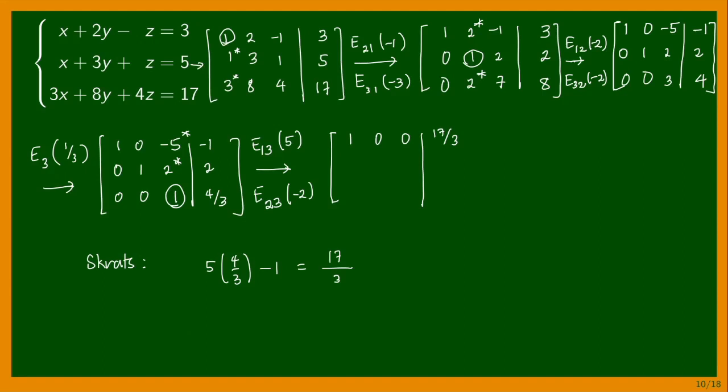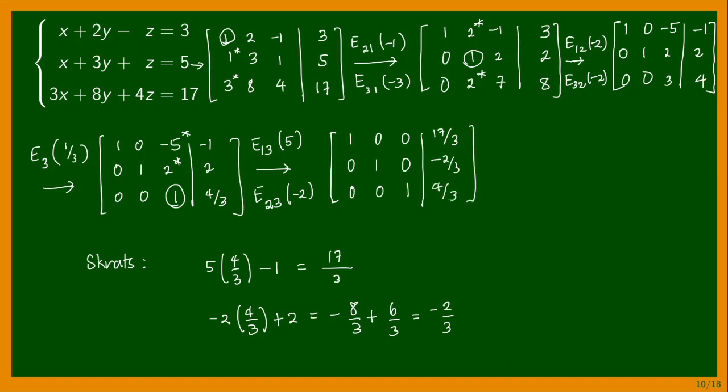Okay. Second row. 0, 1. This will be 0 because that's the goal. To get that, we multiply negative 2 times 4/3 plus 2. So what do we get? This is negative 8/3 plus 2. So this is negative 2/3, I think. And the last row should be this one.